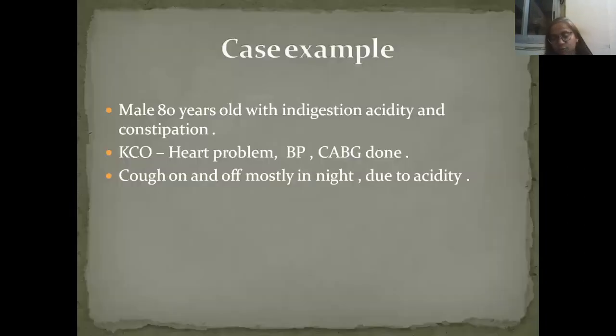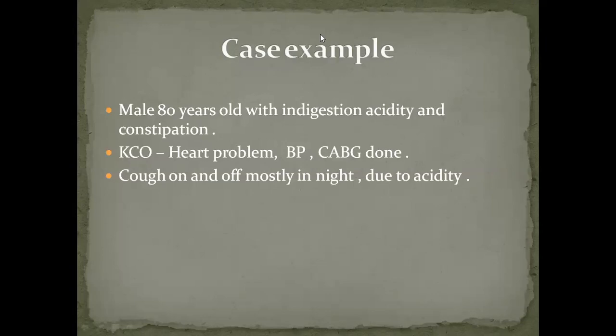Okay, so while we are talking about this particular slide, I'll also share one of the cases with you. This was a case which I solved with Clark's repertory, especially with the temperament chapter. This is a case of a male, 80 years old, with indigestion, acidity and constipation. He's a known case of heart trouble, BP, hypertension, and his bypass graft was also done many years back.